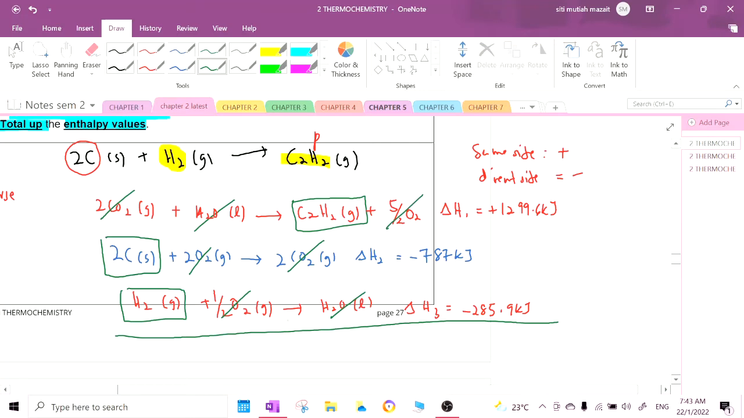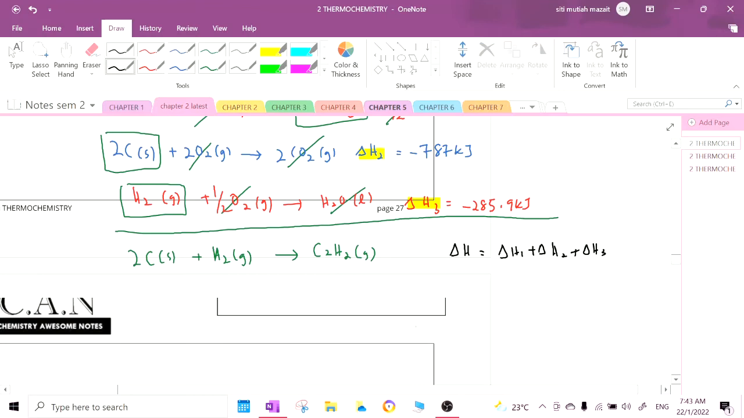So, jadi semua kita dah cancel. Jadi, kita copy mana kita punya belah rectangle. Kita punya target equation. Okay, so you will produce C2H2 gas. Okay, so bila jadi macam ni, you akan tambahkan dia. H1, H2, H3. Okay, you ada dekat sini, so you kena settlekan. Okay, it means that delta H1 plus delta H2 plus delta H3. Okay, we must total up.